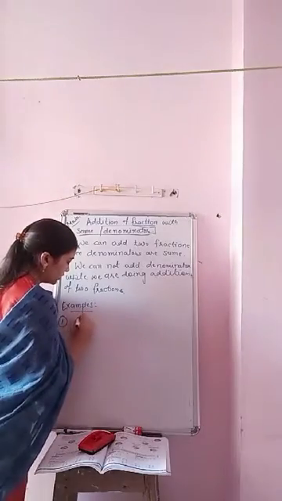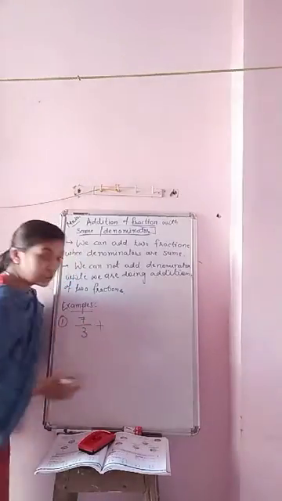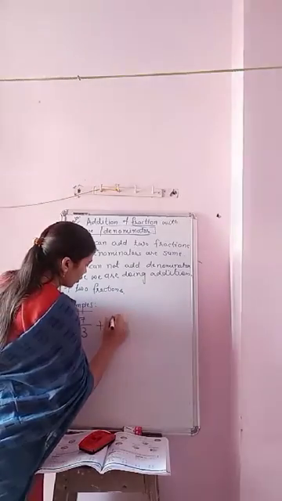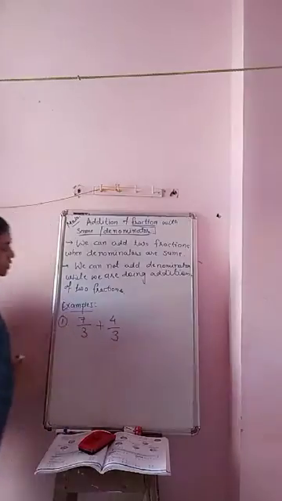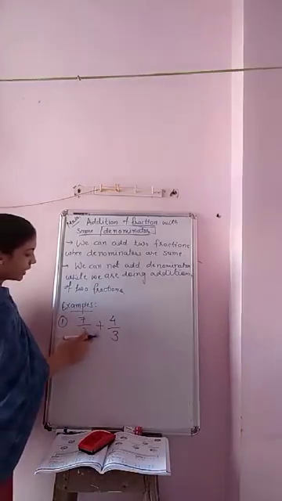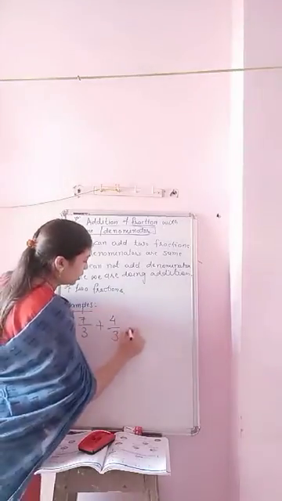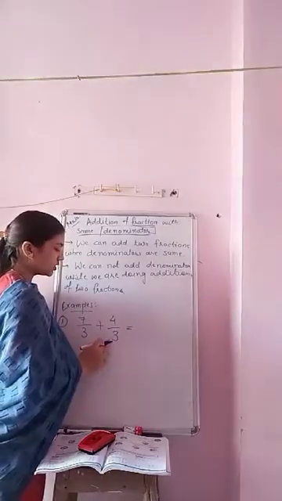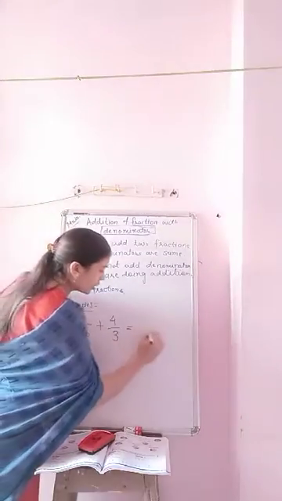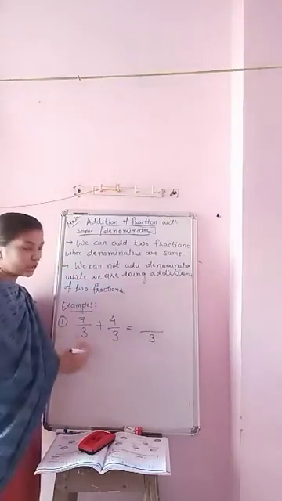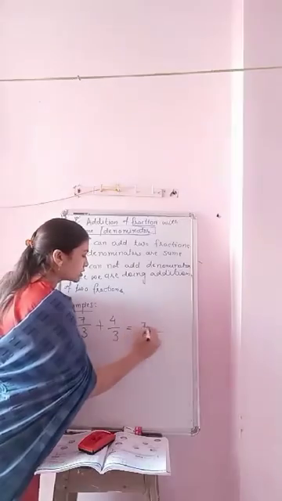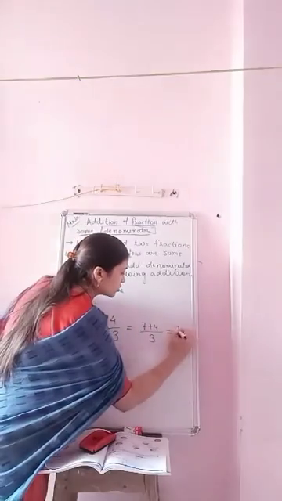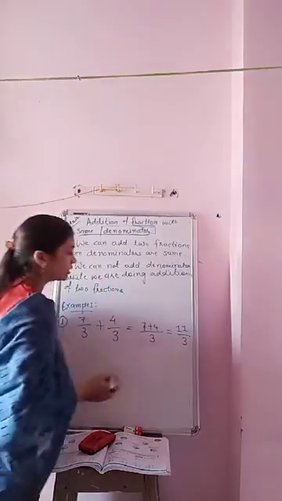Taking another example, 7 by 3 plus 4 by 3. Now as you know, whenever we are doing addition, the denominators are same. Here is also 3, here is also 3. So we can do the addition. 3 here. Now start the addition. 7 plus 4, 11. So 11 by 3. This is the answer.